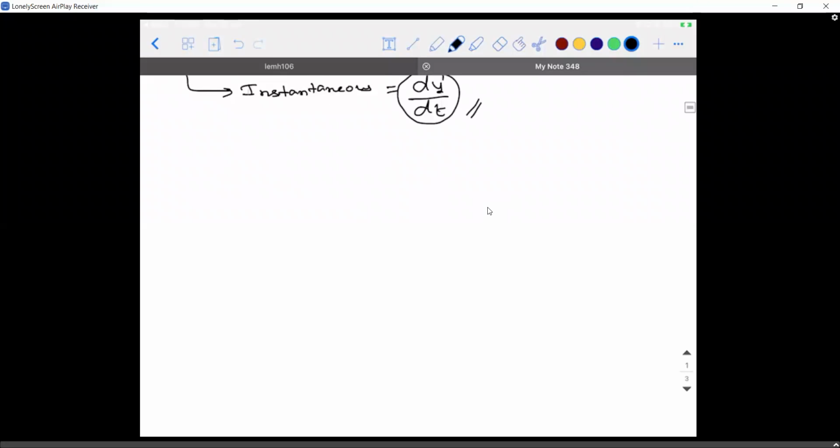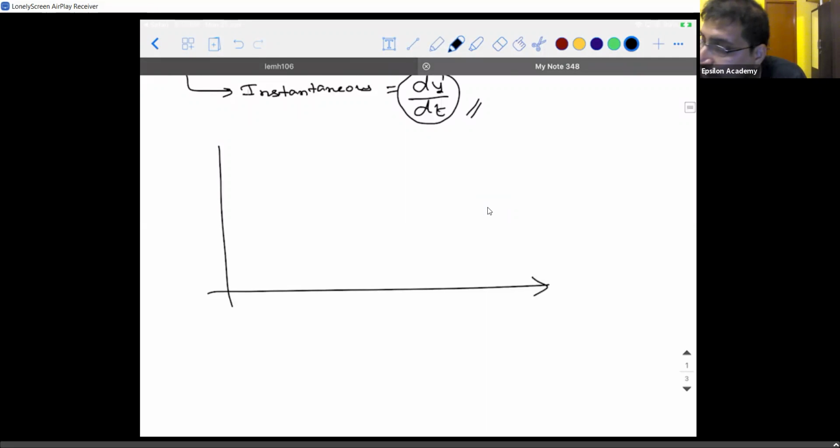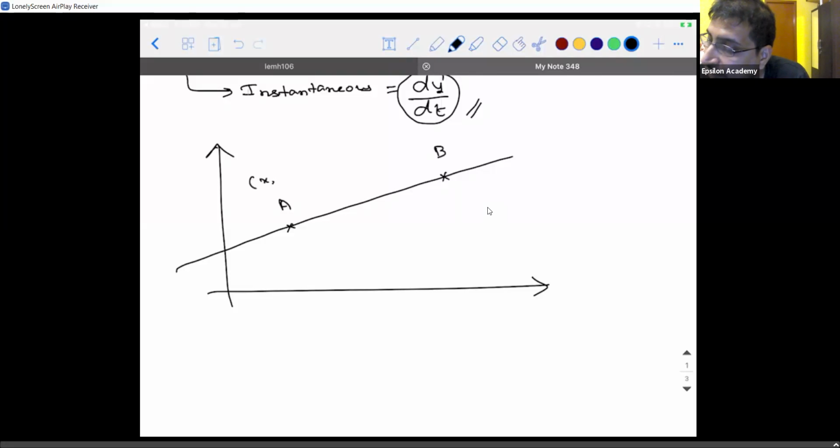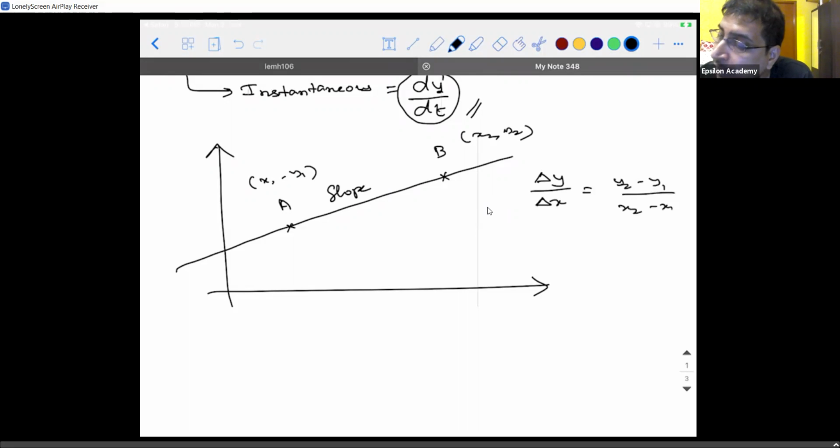I'll go with another concept. For example, if I take a straight line AB, if I call this x1, y1, and this x2, y2, then if I ask you what is the slope of this, what are you going to say? Delta y divided by delta x. How did you get this? This is y2 minus y1 divided by x2 minus x1. Difference in the y coordinate divided by the difference in the x coordinate. So you got the average value of the slope. So here the advantage is with respect to a straight line, you can always find the average value because you take any 2 points on the straight line, the average value is going to be the same.